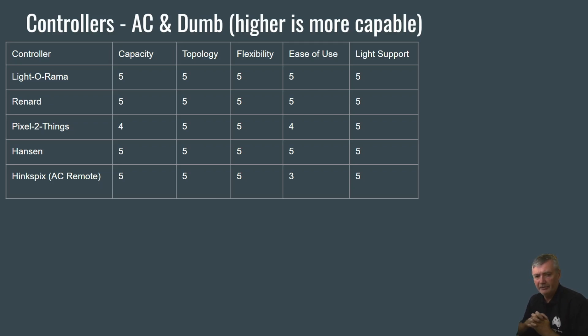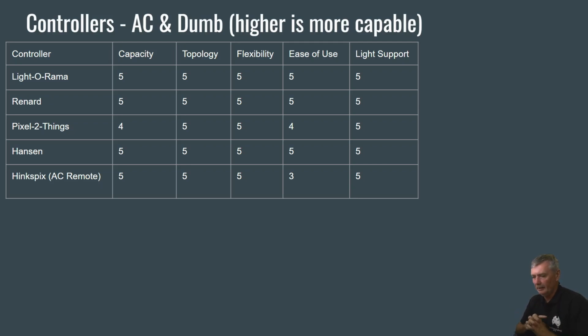Pixel 2 Things has been out for a couple of years. The big difference with Pixel 2 Things is they're designed to sit within a stream of pixel data, so you can just plug them into your pixels and have a bunch of AC channels connected up. I did mark them down a little because the capacity is slightly lower, and ease of use wise, inserting AC channels into a stream of pixels, it's not hard to do, but there's definitely some complexities that you need to get around. It's not quite as simple to use as the others.